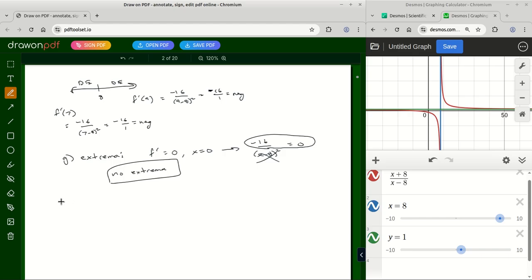Part H, we got concavity, concave up or concave down.